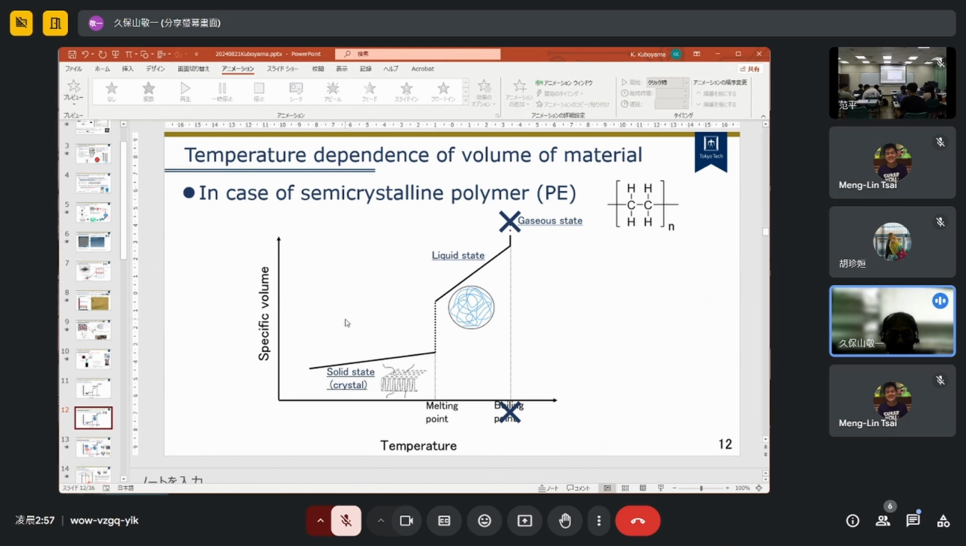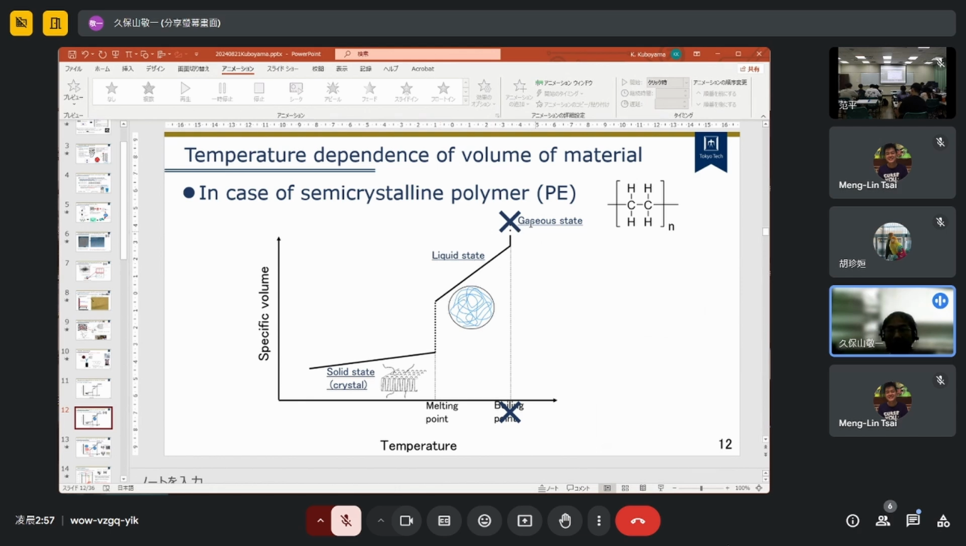Under the lower temperature, polyethylene is in a solid, crystal state. When you increase the temperature, the volume changes, and at the melting point of the crystal, the volume increases suddenly and it becomes a liquid state. That is almost the same as water.